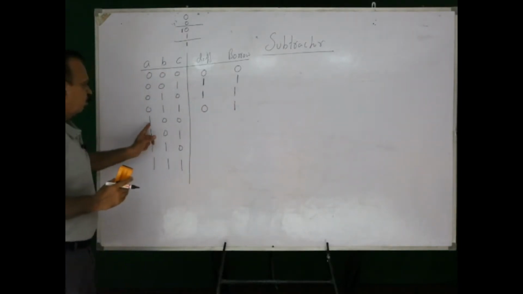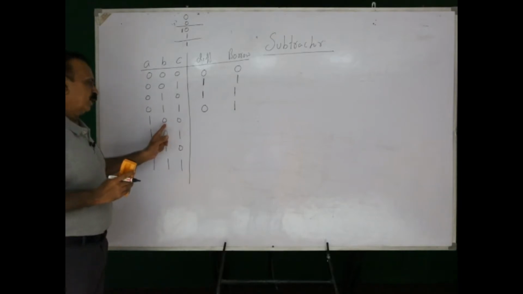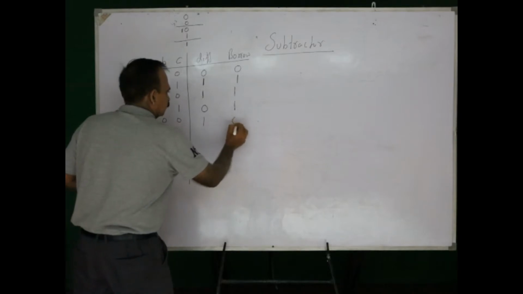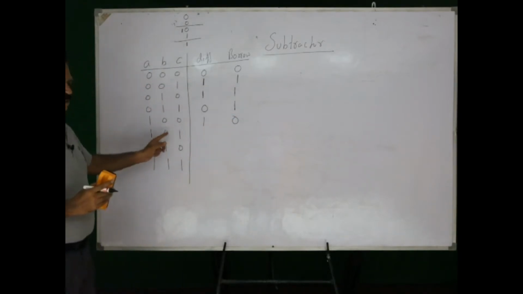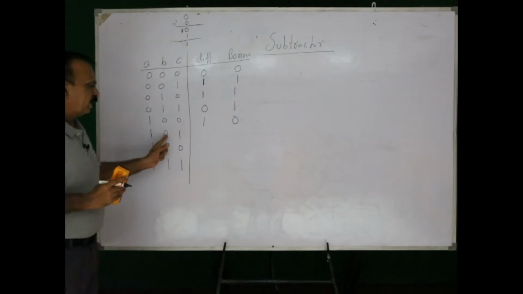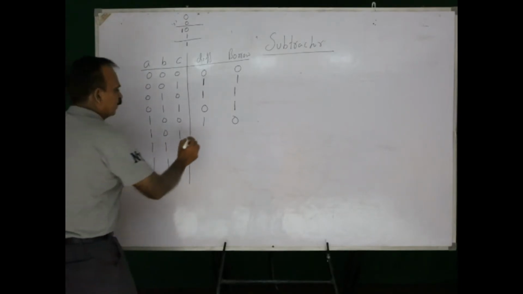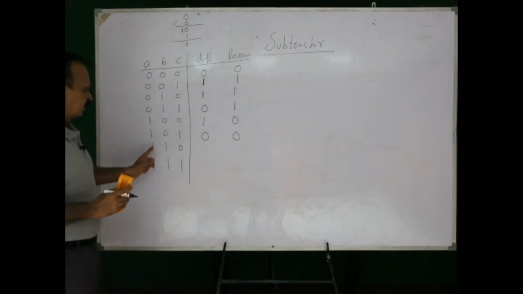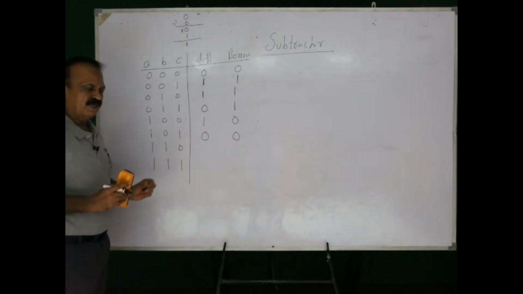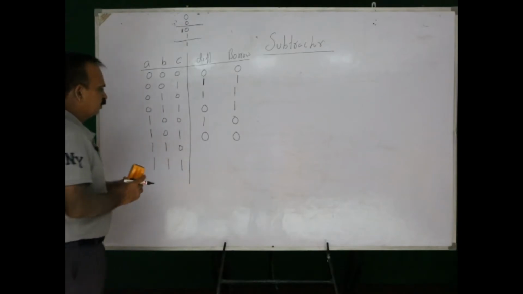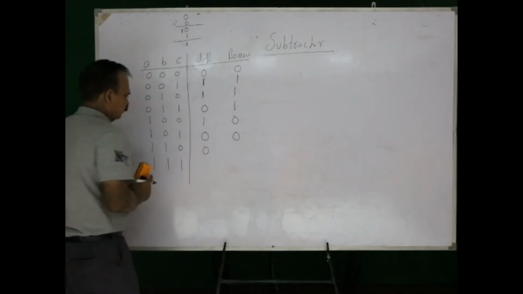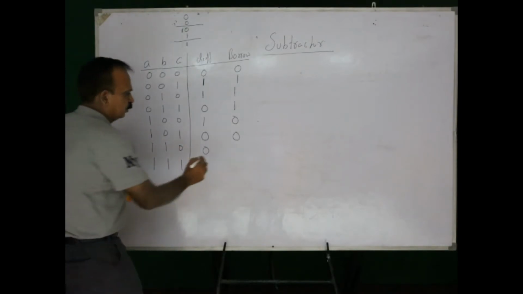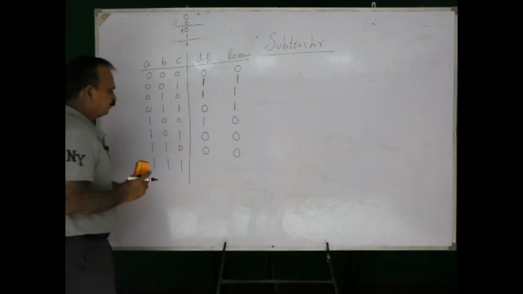Now, 1 minus 0, the difference is 1, then 1 minus 0, the difference is 1. So, the difference is 1 and there is no borrow at all. 1 minus 0 is 1, then 1 minus 1 is 0. I hope it is 0 and there is no borrow at all. The next one is 1 minus 1, it is 0, and then 0 minus 0, it is 0, no borrow at any stage.